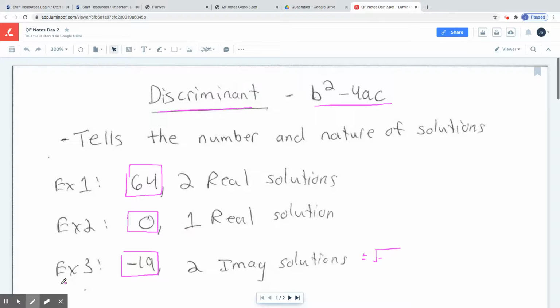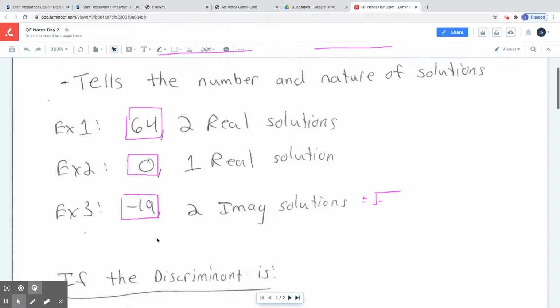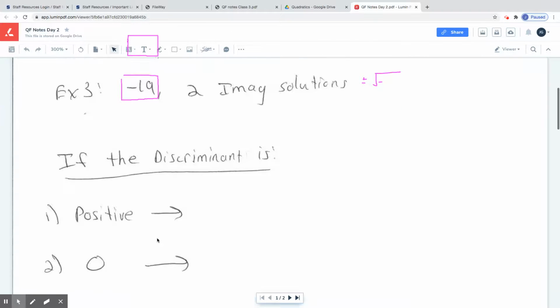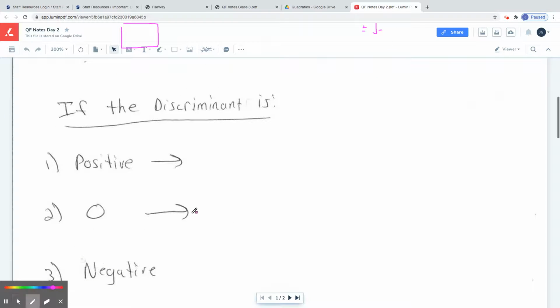So we can say in general, anytime the discriminant is positive, we will always have two reals as our answer. If the discriminant is 0, we will have one real solution. And if it is negative, it will be two imaginaries. So without even solving it, just by looking at the discriminant, we can tell those things.